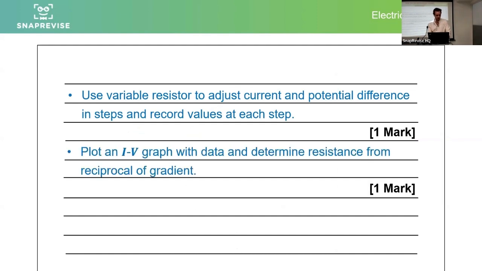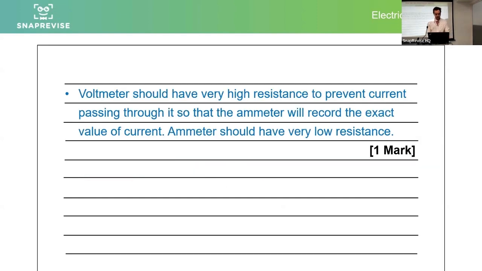Sure enough, what have we got? Use the variable resistor to adjust current and potential difference in steps, and record values each step. Love it. Plot an IV graph with data and determine resistance from the reciprocal of gradient. The reciprocal, oh, what a word, what a word. That just means 1 over the gradient. Okay.